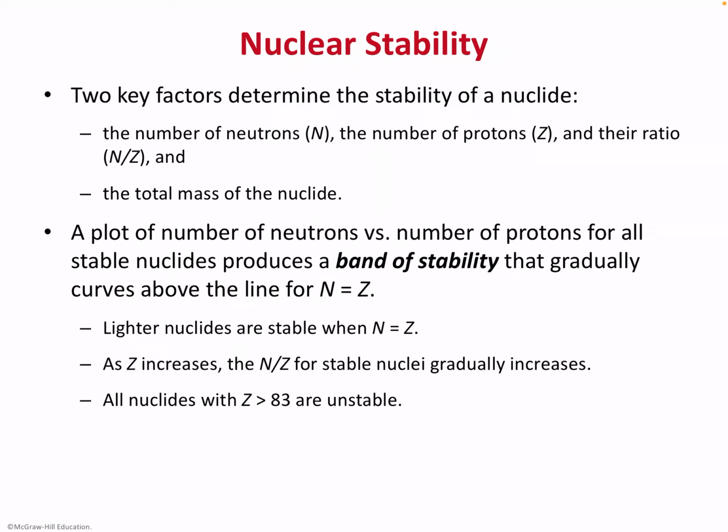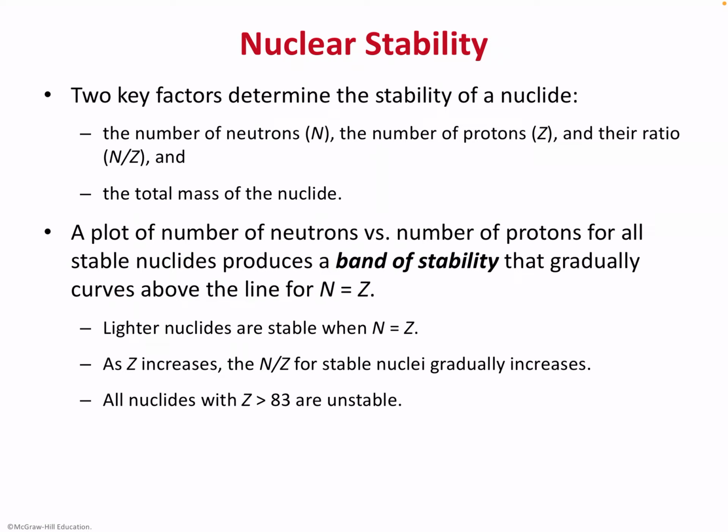Hello everyone. Let's go ahead and talk about nuclear stability. Why do these elements undergo radiation? There are two key factors that determine the stability of a nuclide. What are those two factors? The first one is the number of neutrons, N, and the number of protons, Z, and their ratio N over Z.